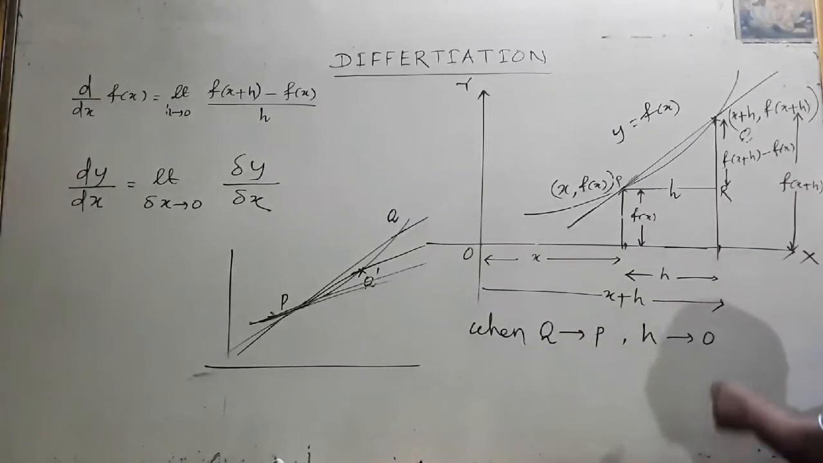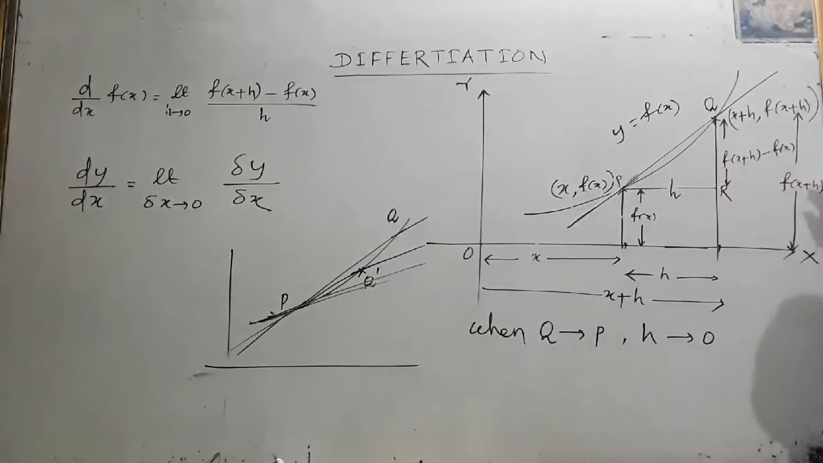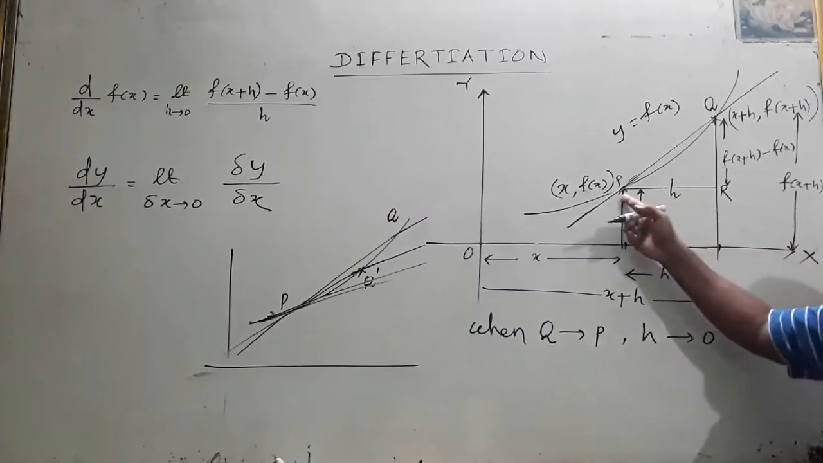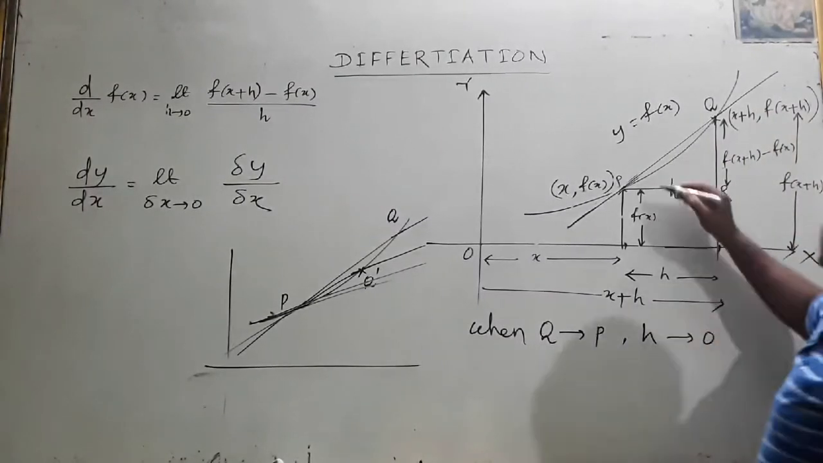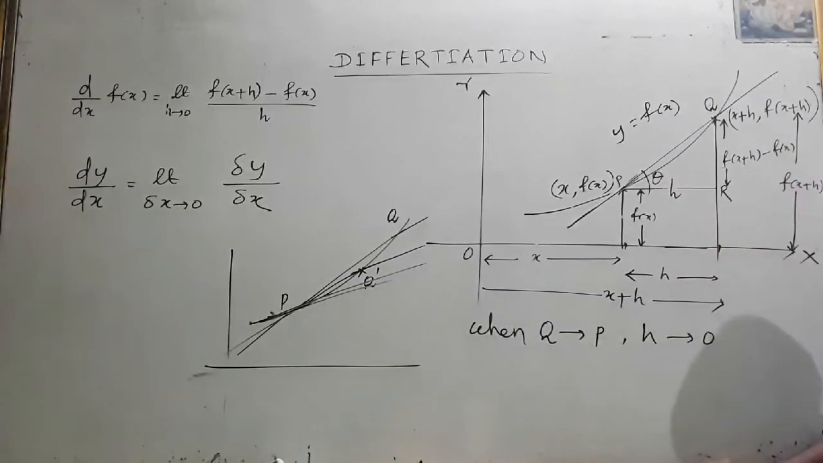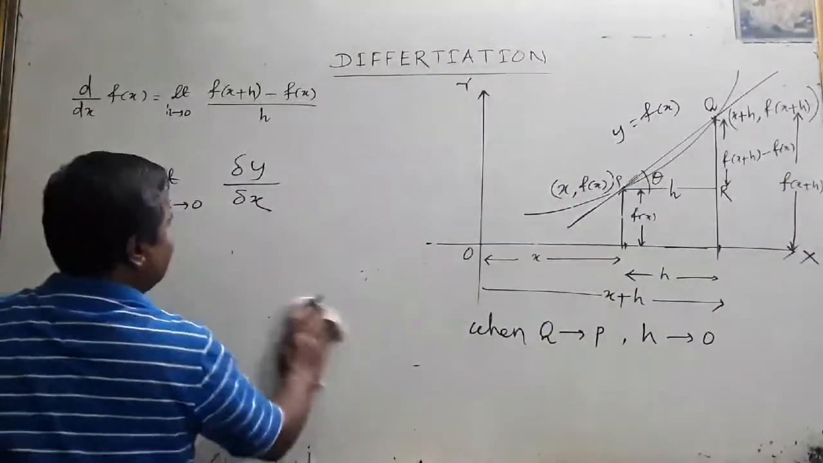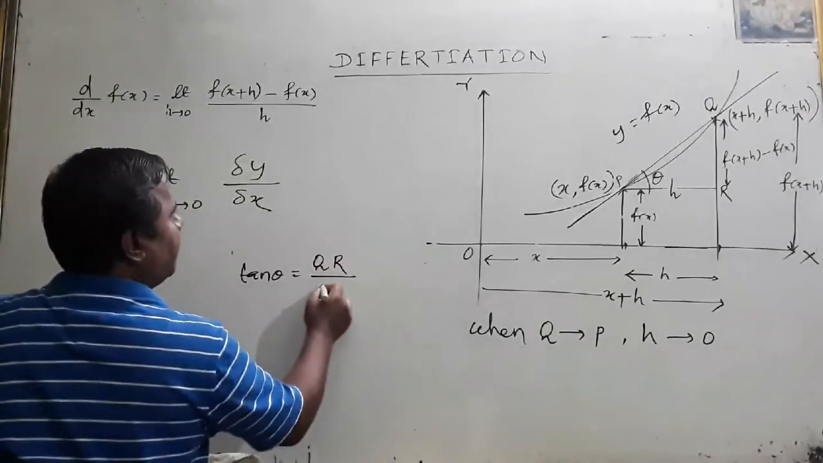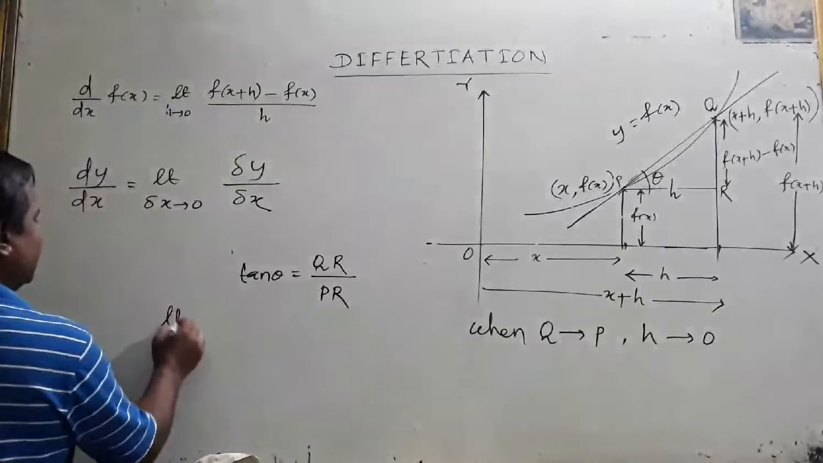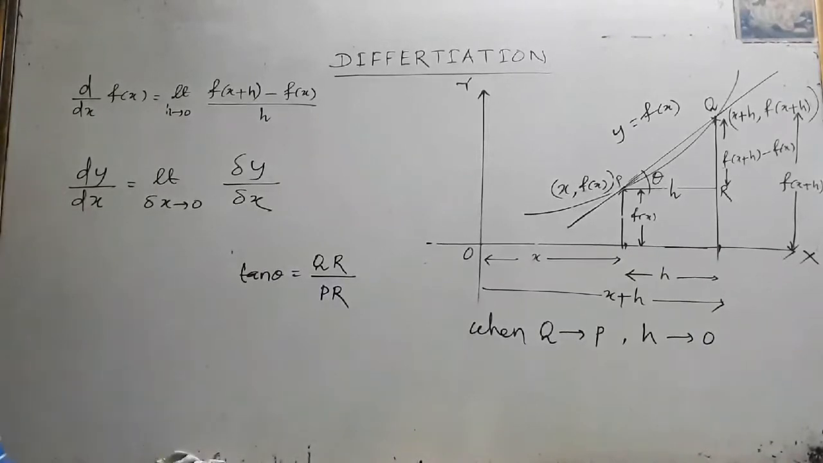Now look here. PQR is a triangle. QR is the perpendicular, whose length is f(x plus h) minus f(x). PR is the base. Perpendicular by base, you know, is tan theta. So tan theta is equal to QR by PR.